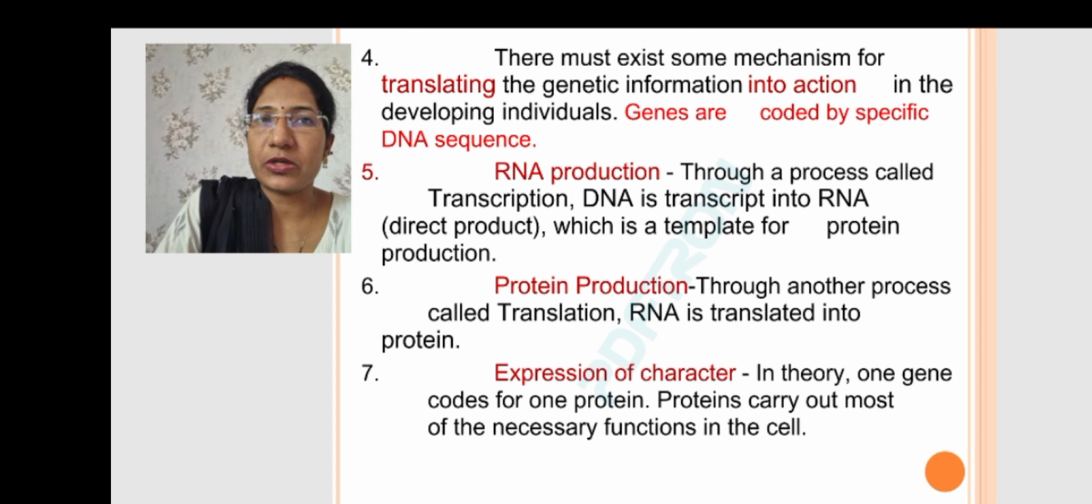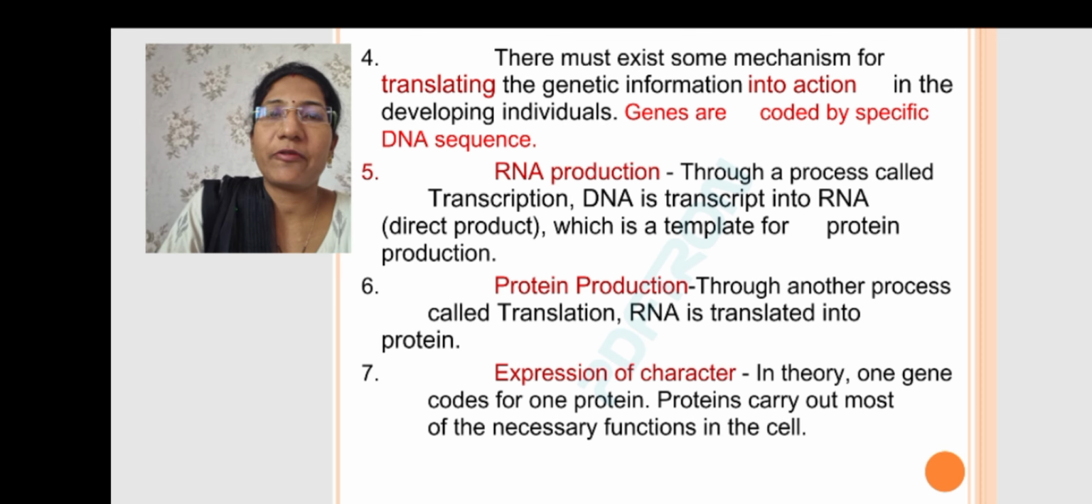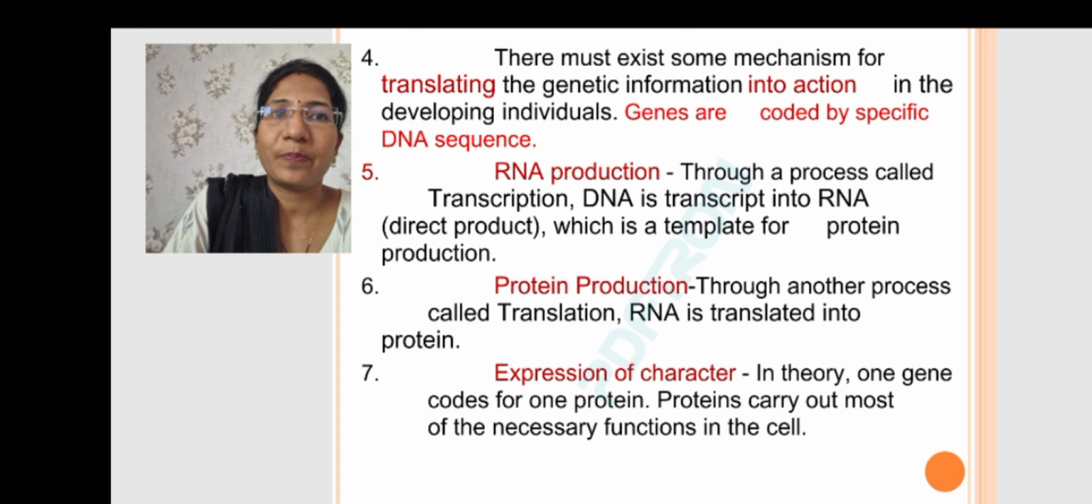Then another function of a gene, that is RNA production. The process of RNA production is called transcription. DNA is transcribed into the RNA, that means the direct product, okay, which is a template for protein production. Then another most important function, that is protein production. This is another process, okay, this is called translation, and RNA is translated into the protein. That means RNA is translated into the protein, is called translation.